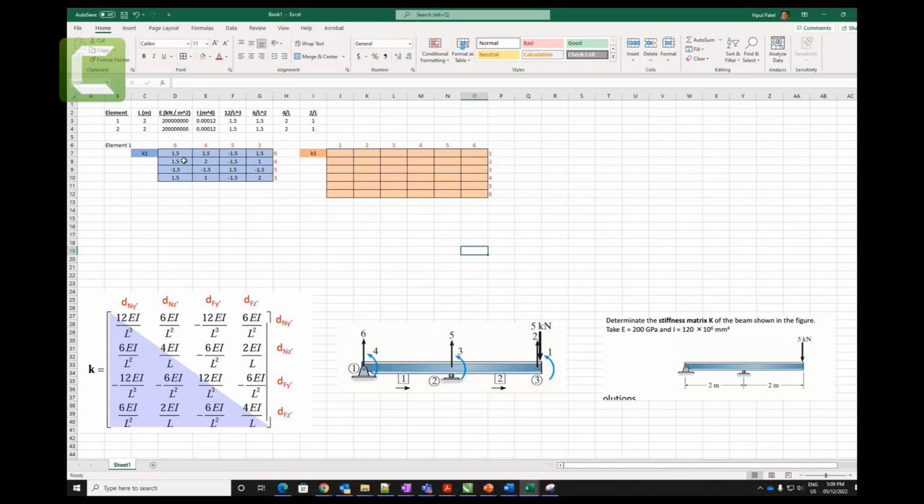Now 6, 6, 1.5. So let's make it equal to this number. 6, 6. Let's make everything centered. 6, 4. There you go. 6, 5 minus 1.5. 6, 5. There you go. 6, 3. Then 4, 6.